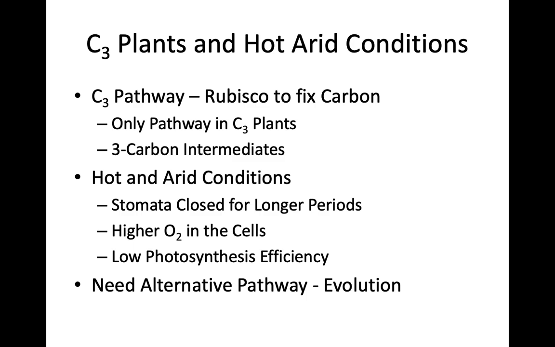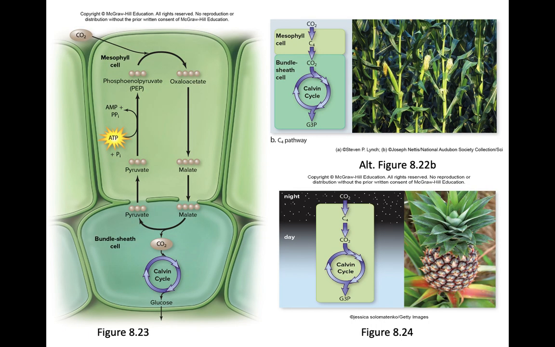What they have to do is they need to change the means by which they fix carbon, and they need to find a way to continue to fix carbon in the presence of low CO2 and high O2 in the cells. And that's where evolution comes in to save the day. So there's two evolutionary novelties that have evolved to fix this problem of photorespiration happening in dry and arid environments. The first solution is spatial, and the other is temporal. So let's talk first about the spatial solution, which is C4 photosynthesis.